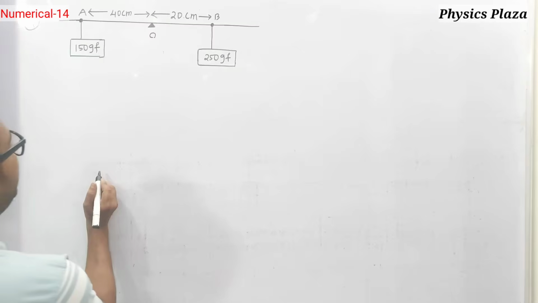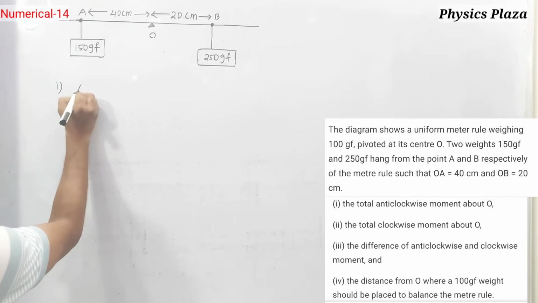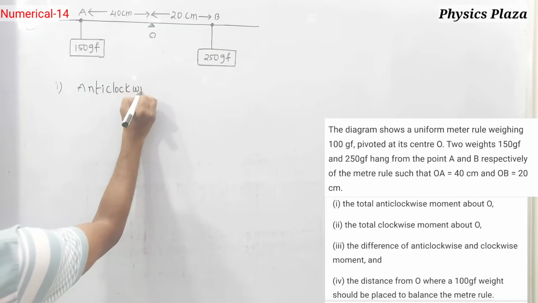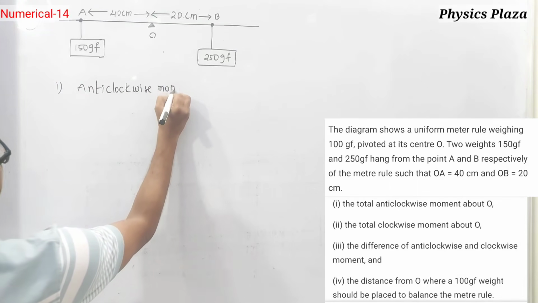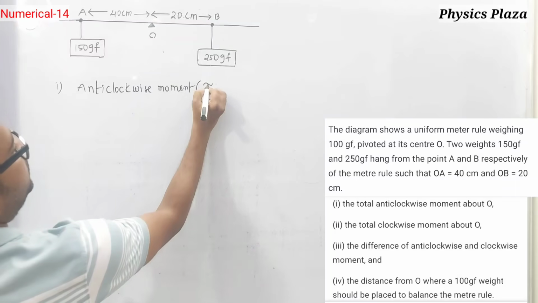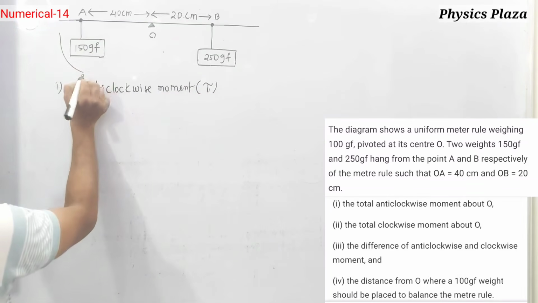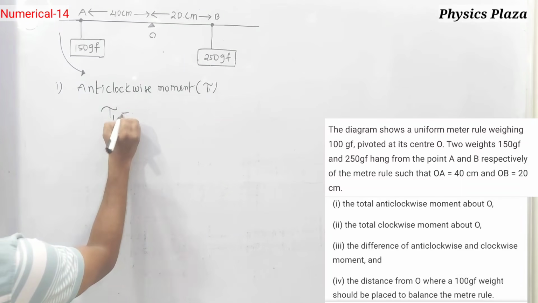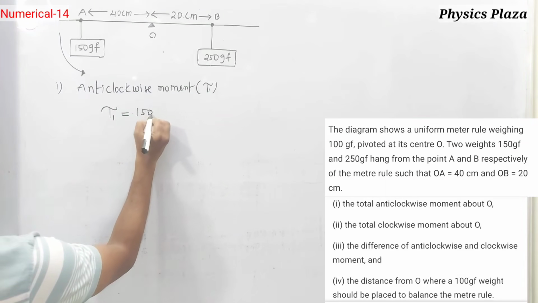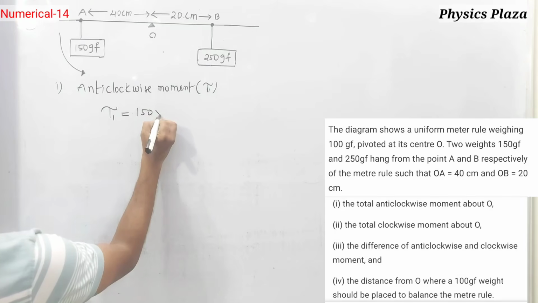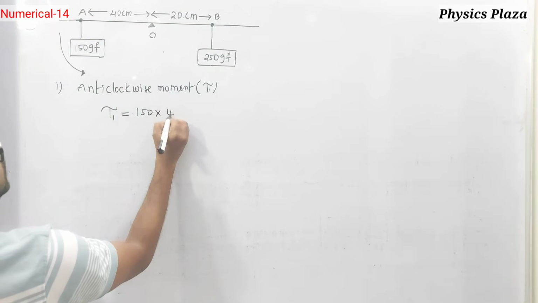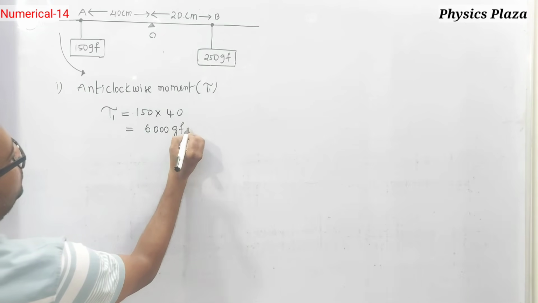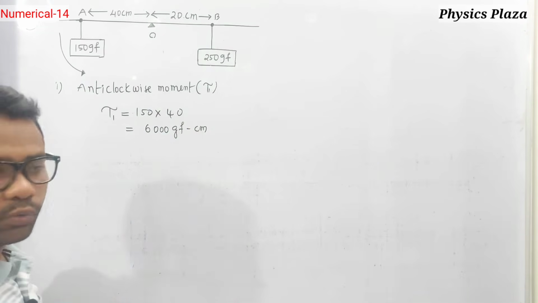So first, children, they are asking for the anti-clockwise moment. So first we need to calculate the anti-clockwise moment, let us say tau 1. Children, here this 150 gram force weight will produce an anti-clockwise moment. So now let us directly apply the formula. That is 150 into 40, the 40 centimeter mark. So this is going to be 6000 gram force centimeter. This is anti-clockwise, children.